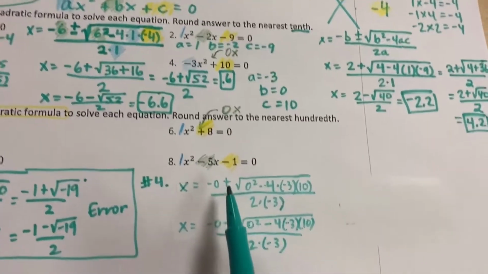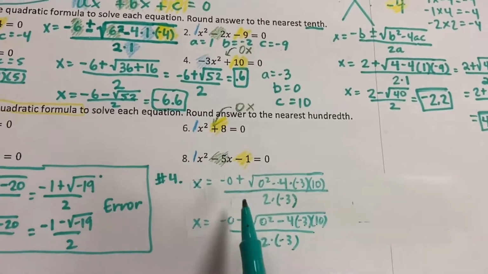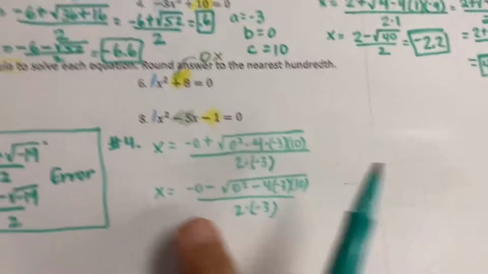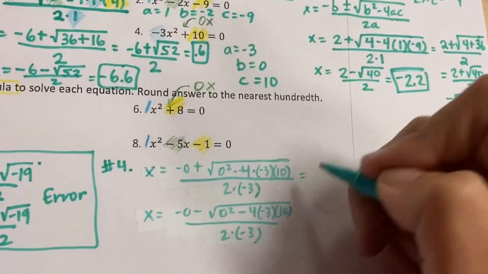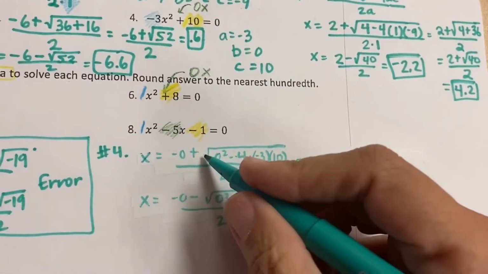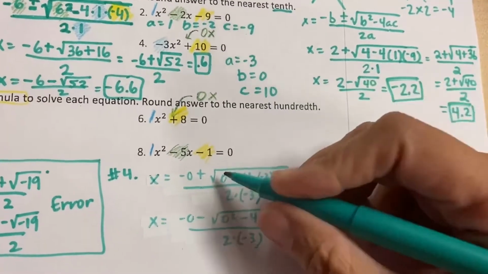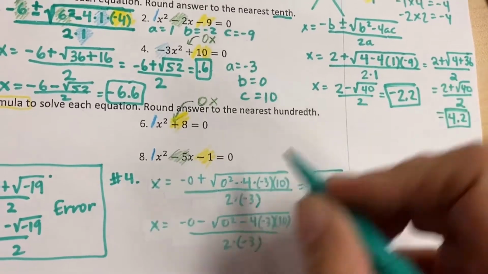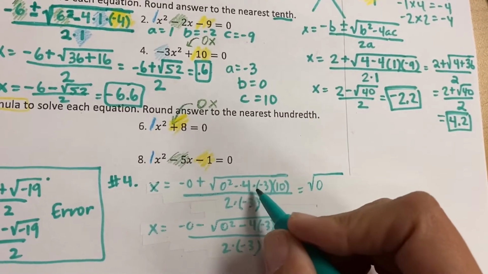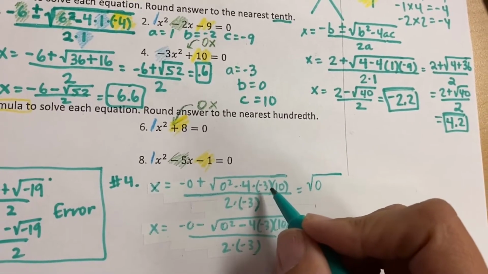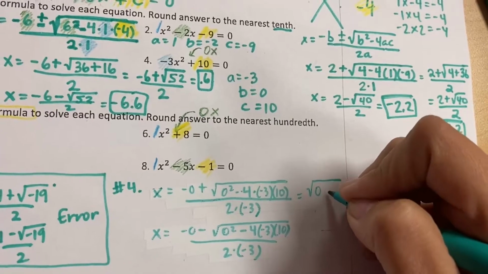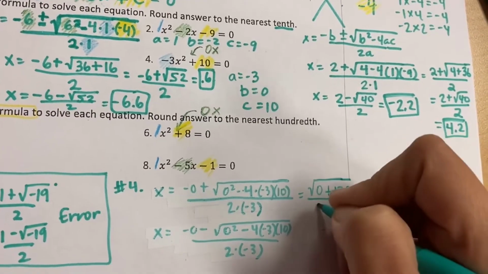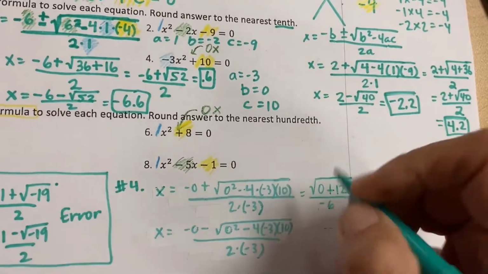So the only difference between the two formulas is this plus or minus. First time I do a plus, next time I do a minus. Okay, so let's find our answer. 0 plus a number would just be that same number. So we have the square root of 0 times 0, so that's 0. Minus 4, or -4 times -3 is positive 12. Times another 10, all over -6, right?